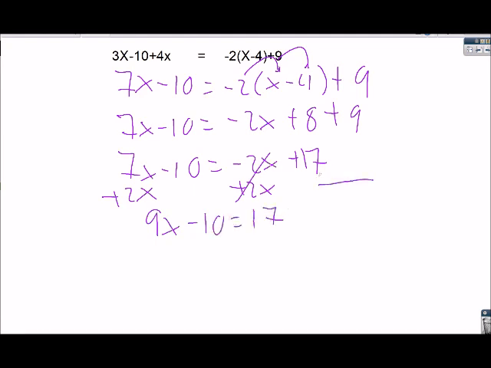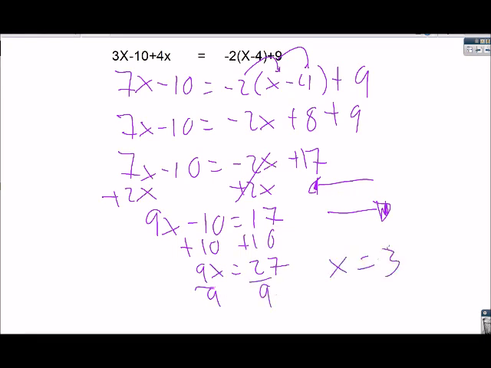Cool. So now I've moved my variable to the left, which means I need to move my constants to the right. So I'm going to add 10 to both sides and then divide. And I get x is equal to 3.